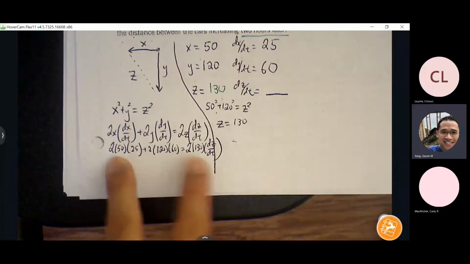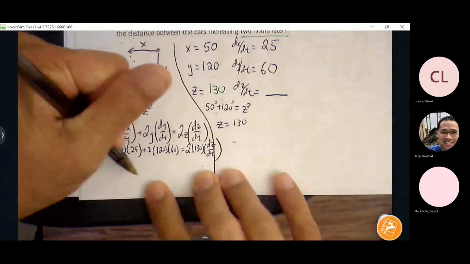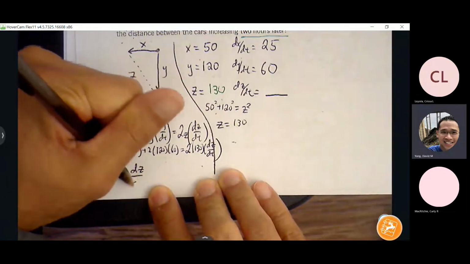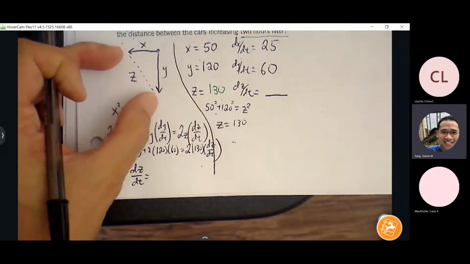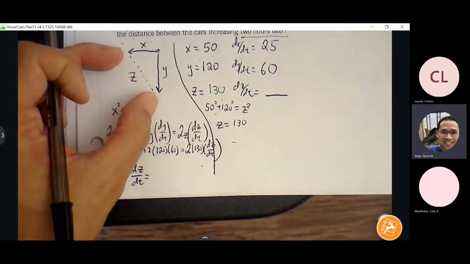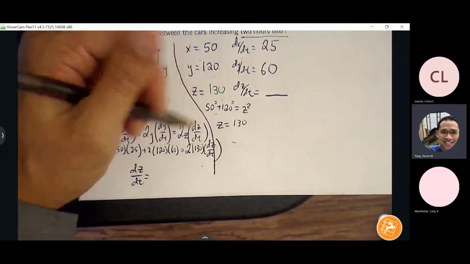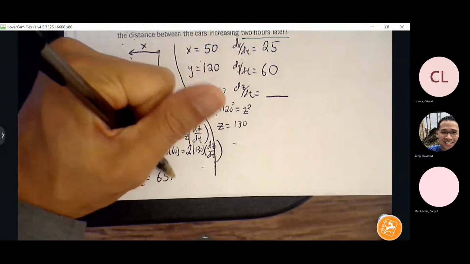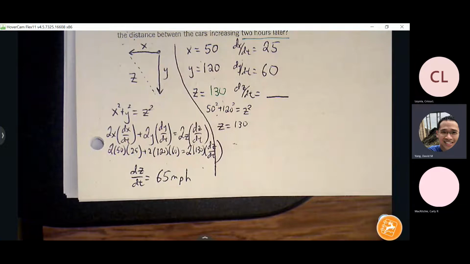Okay, add together, divide by 260. Okay, we're expecting a positive value, and we do get that positive value, right? As the two cars are getting further away from their starting point, we expect that z to always also be increasing. So we do get a positive rate. That distance between the two cars is increasing by 65 miles per hour at that moment in time, 2 hours later.